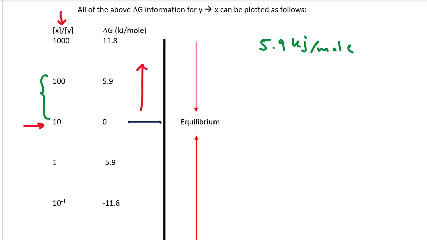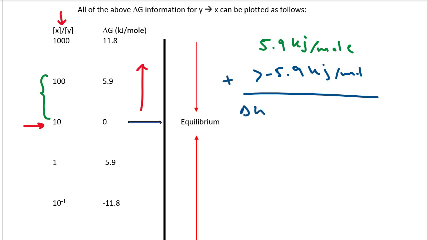So what I need is a second process. I need a second process or reaction to be coupled to this that, at the minimum, is slightly less than negative 5.9 kilojoules per mole. What do I mean by less? Like negative 6 or negative 5.911. So when I add these two up, I get a delta G that is less than 0.